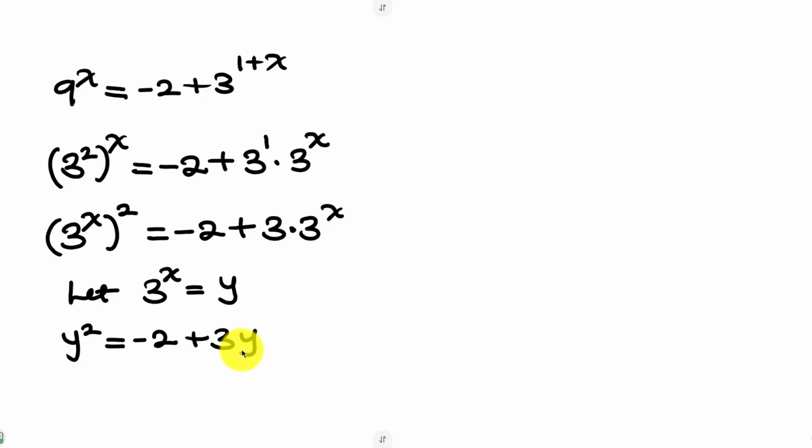Good. Now let's move everything to one side. So we have y squared. When 3y crosses to the left, it becomes negative 3y. And when negative 2 crosses to the left, it becomes positive 2. This is equal to 0. Good. Now, look at this quadratic equation.